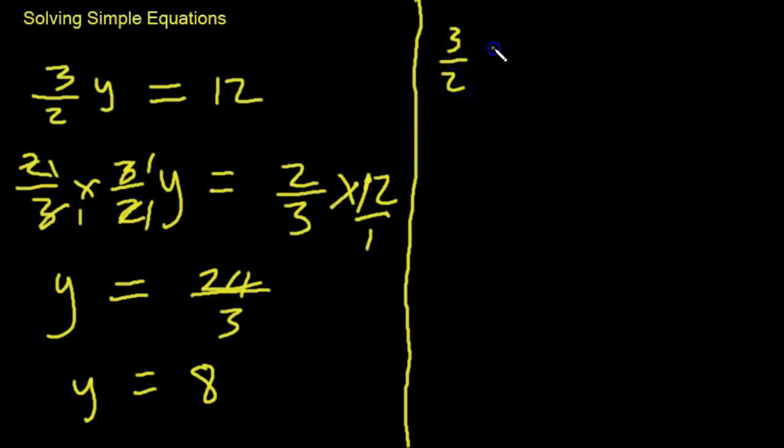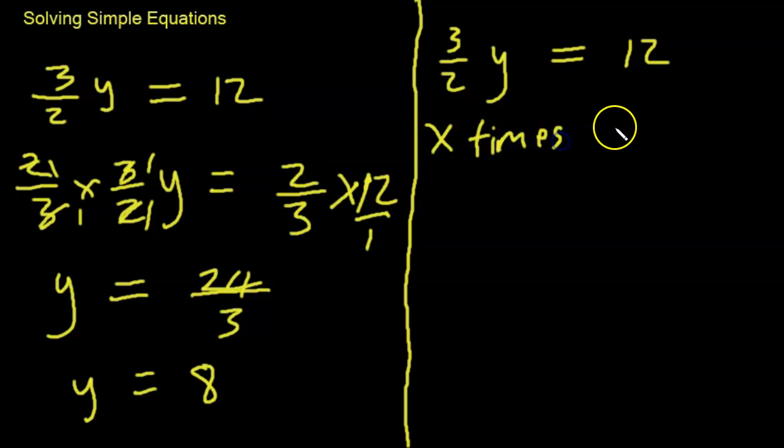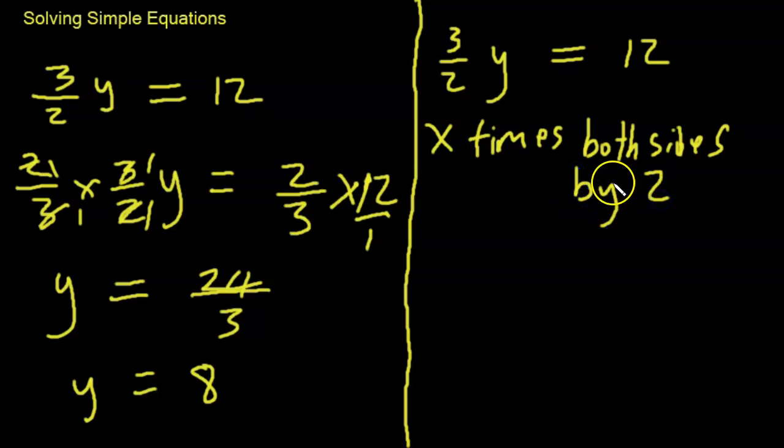If you want to take a multi-step approach, some of you might feel safer doing it this way. So you want to get rid of the 2. So you multiply both sides by 2. You multiply both sides by the fraction you want to disappear, by 2, or by whatever the fraction you want to disappear.